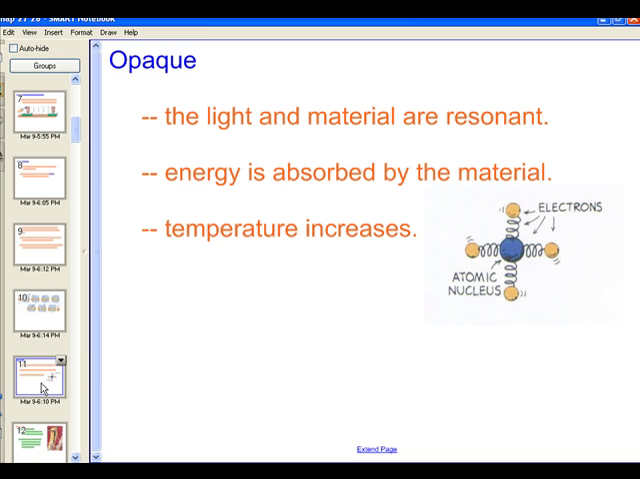As opposed to opaque. Opaque: the light and the material are resonant, and the energy is absorbed by the material.